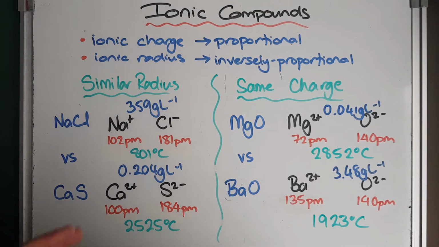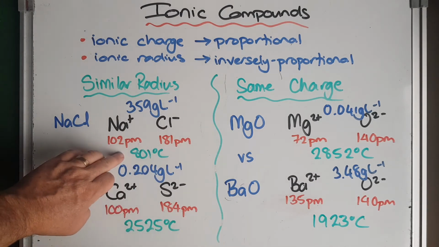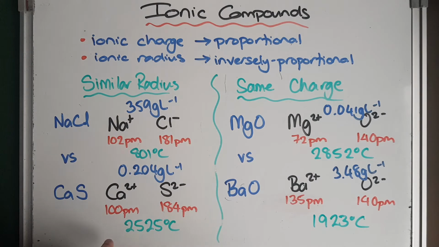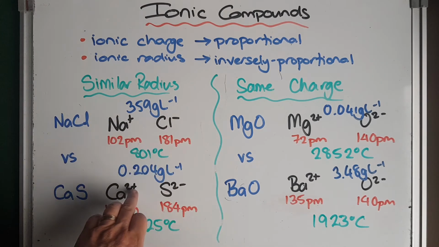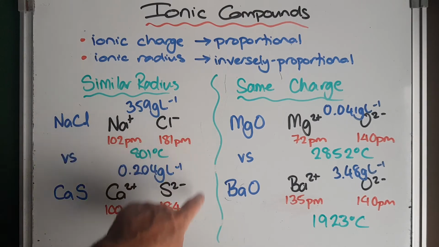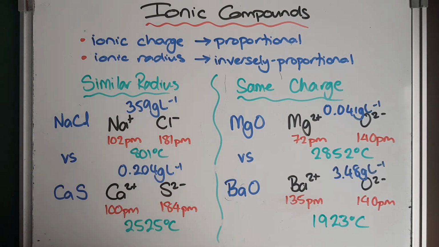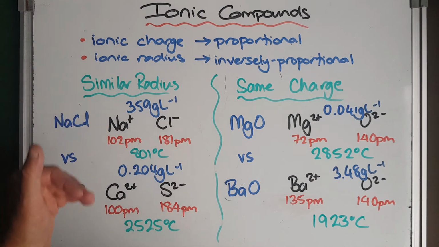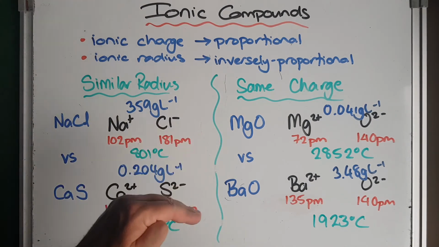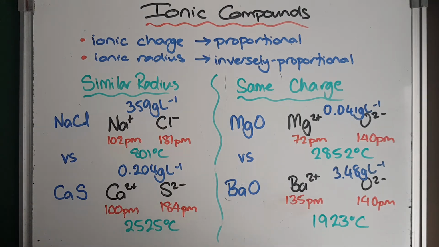Also, look at the melting points. 801 for sodium chloride, 2,525 for calcium sulfide. This is way higher. It's over 3 times higher. So this also reinforces that the bonding between the ions in calcium sulfide is stronger than it is in sodium chloride. And the reason for that is the charges of the ions, because the radii are pretty much the same, so we can remove that as a variable. This is showing the really big impact that a difference in charge has on the strength of the ionic bond.